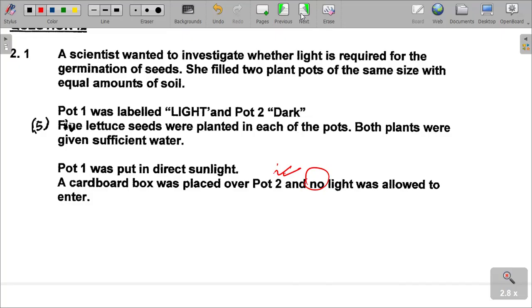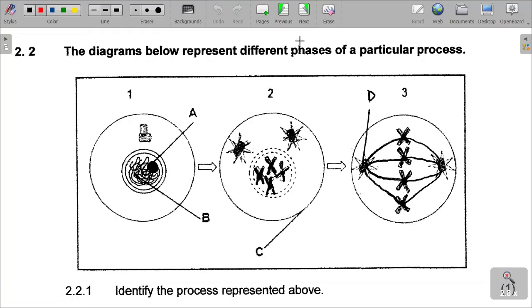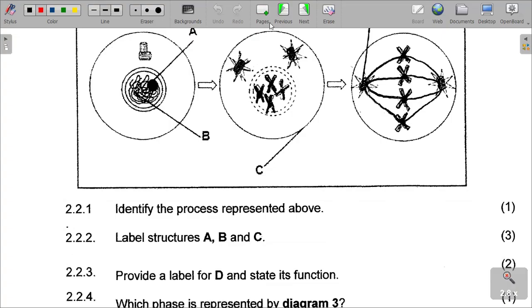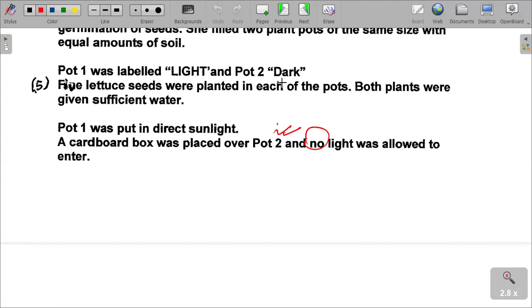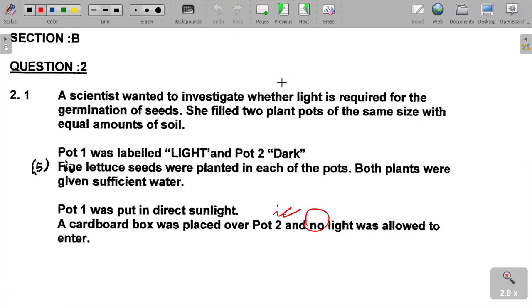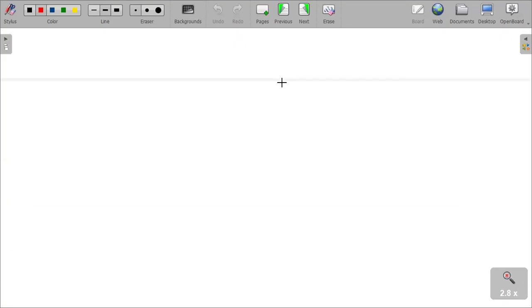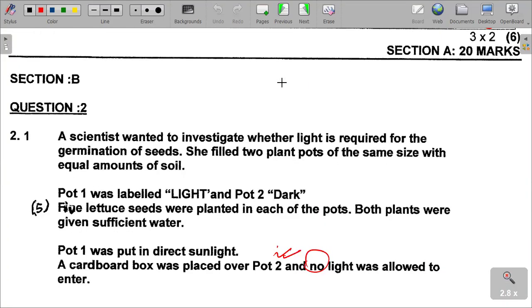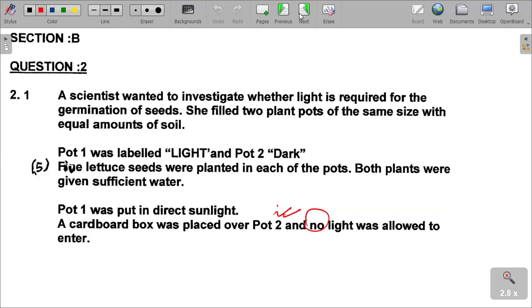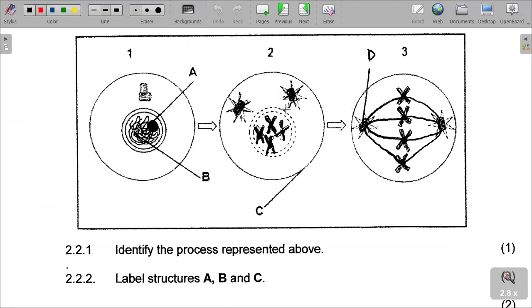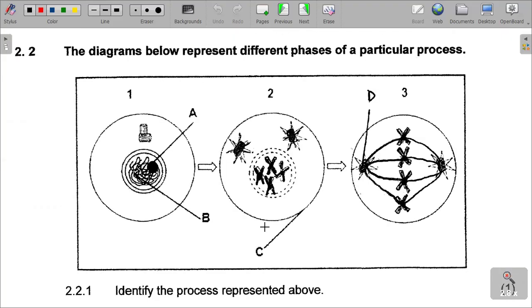So the question is saying, what's the question? Let me quickly check again. Okay, let's just continue. 2.1.1. Identify the process represented above in this diagram.